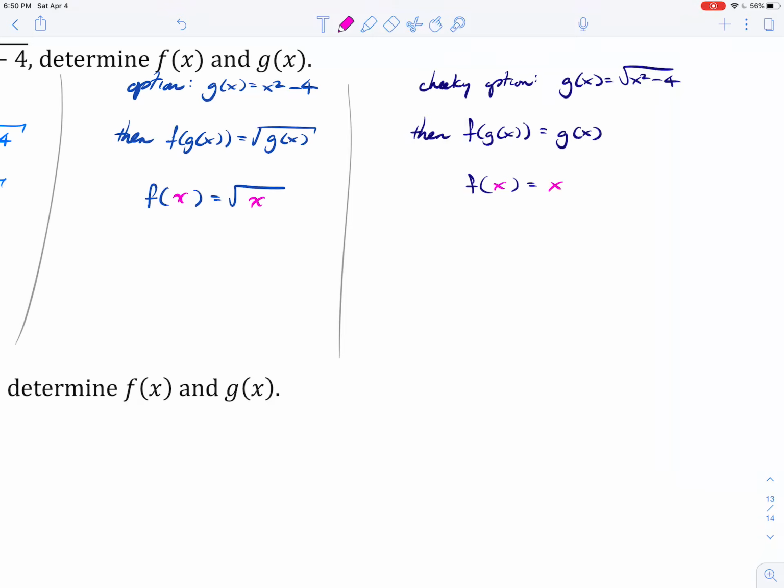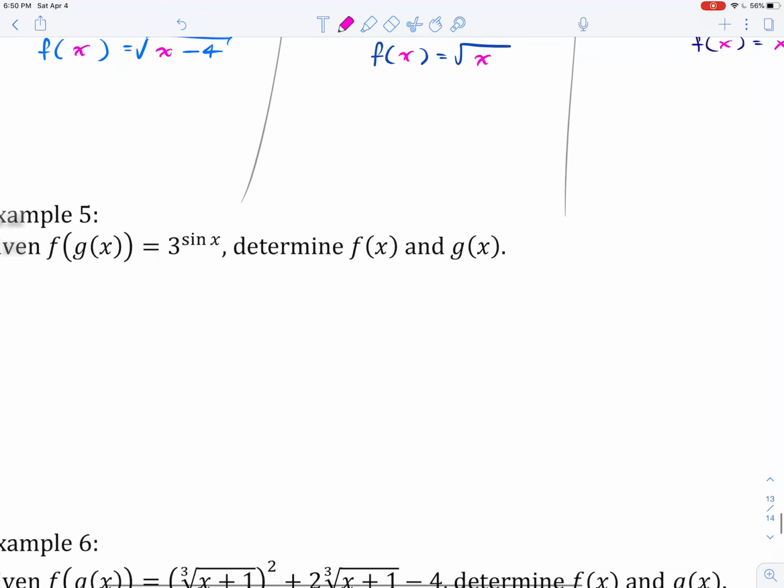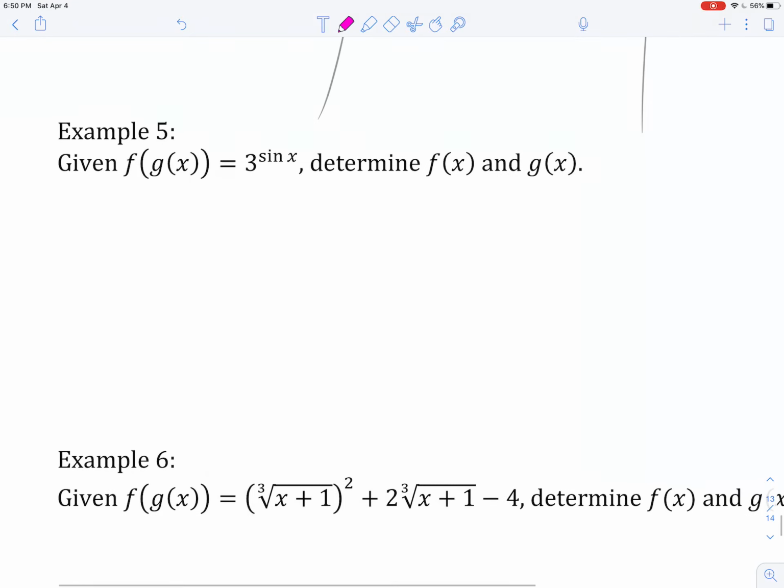Don't forget, pause video if you need to. Try them out on your own first. See what you can possibly do. And if you're stuck or you want to check how you did, then keep on playing.